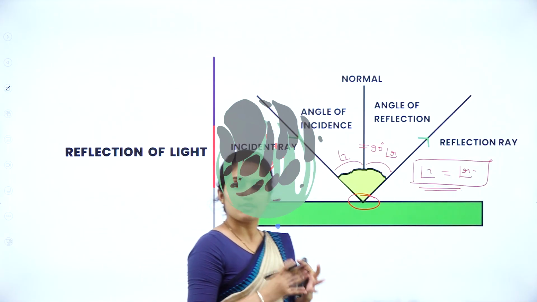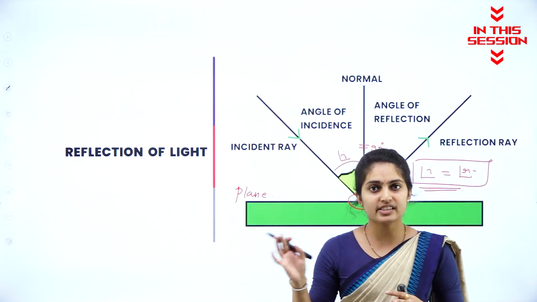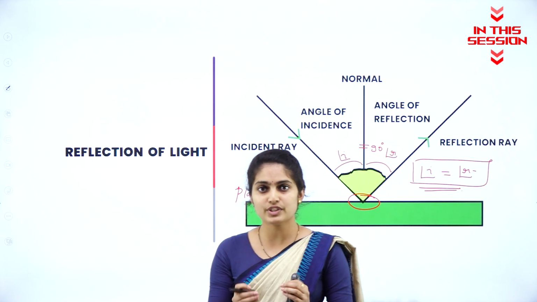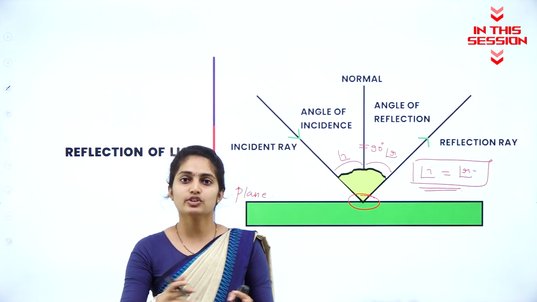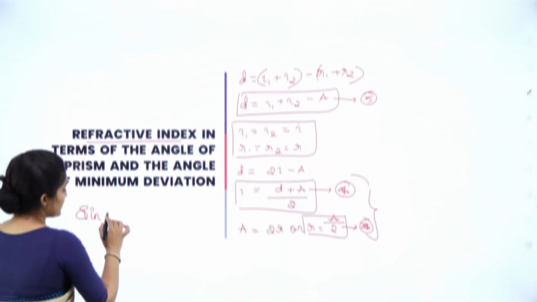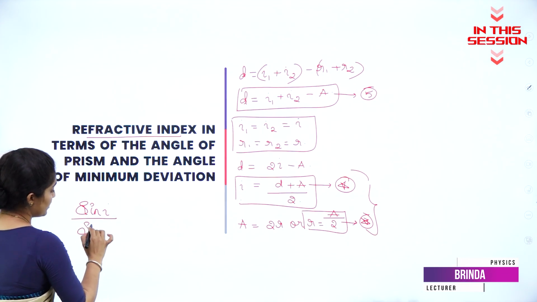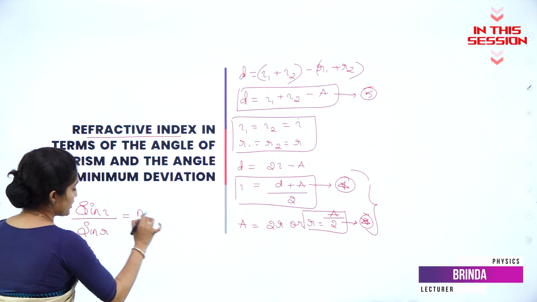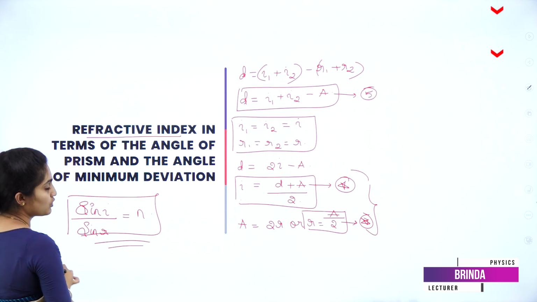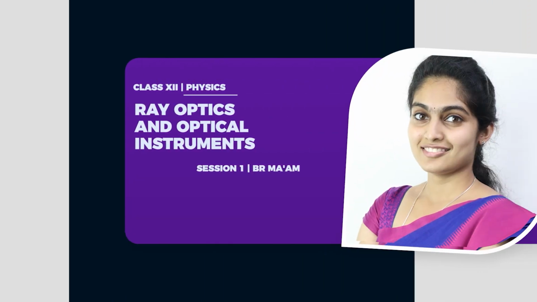Every time the reflection of light follows these set of rules, because of which we can identify certain components with respect to the reflection. Sine of angle of incidence divided by sine of angle of refraction is known as Snell's law, which is also called the refractivity.